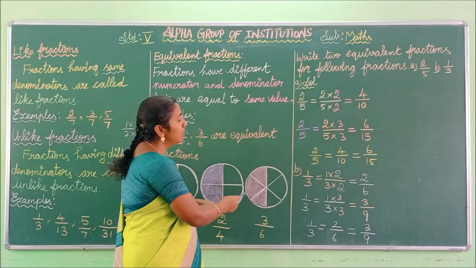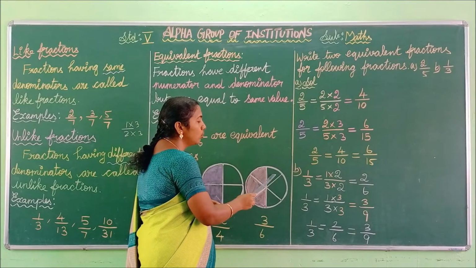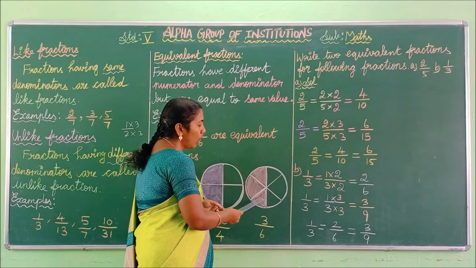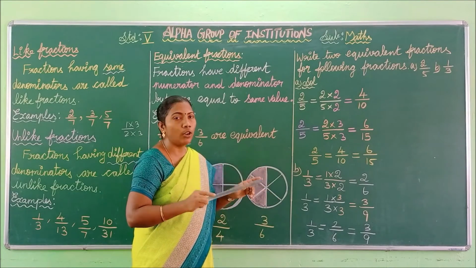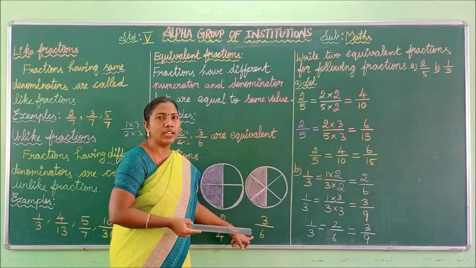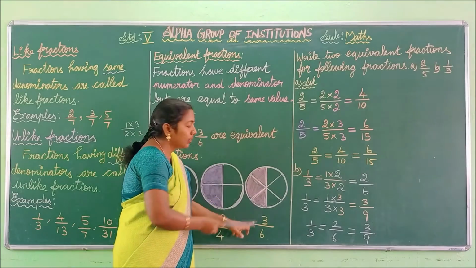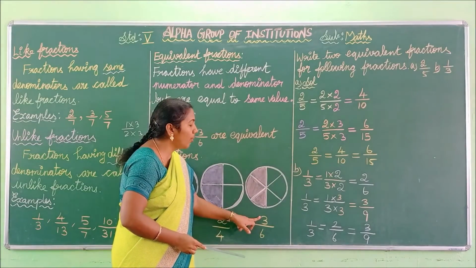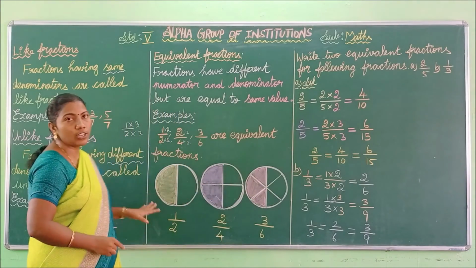See this circle. This circle is divided into how many parts? Let us count. 1, 2, 3, 4, 5, 6. Thus this circle is divided into 6 equal parts. So you have to write 6 as the denominator. How many parts are shaded? Let us count. 1, 2, 3. Only 3 parts are shaded. So you have to write 3 as the numerator. So 3 by 6.